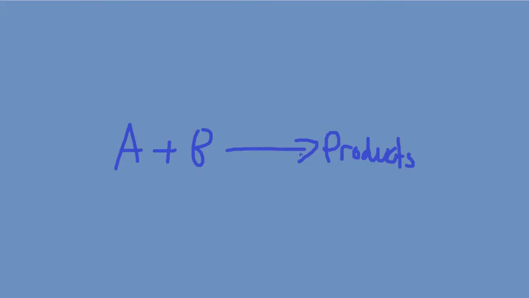Taking this as a general equation, A plus B goes to products, we can derive the rate equation as follows. Rate equals k, which is the rate constant, times the concentration of A raised to the order with respect to A, which is m, times the concentration of B raised to the order with respect to B, which will be n. The aforementioned orders with respect to the reactants are a concept I will explain shortly.